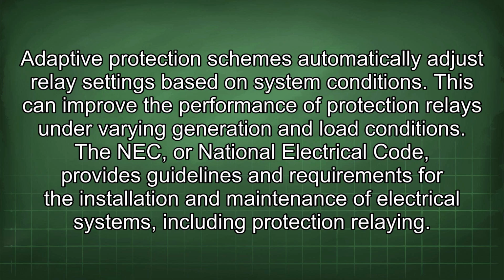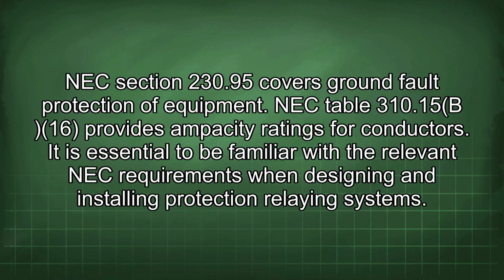The NEC, or National Electrical Code, provides guidelines and requirements for the installation and maintenance of electrical systems, including protection relaying. NEC Section 230.95 covers ground fault protection of equipment. NEC Table 310.15(B)(16) provides ampacity ratings for conductors. It is essential to be familiar with the relevant NEC requirements when designing and installing protection relaying systems.